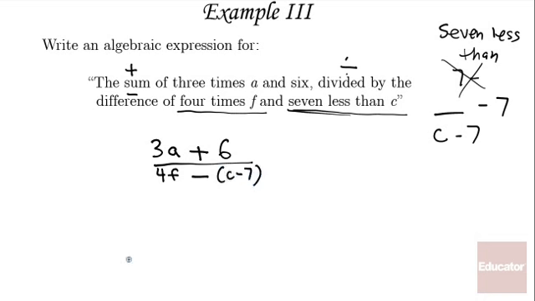When you're dealing, especially with a more complex sentence like this, it's a very good idea to go back and double check your translation. Okay, so I had the sum of 3 times a and 6. That's 3a plus 6, that's sum, divided by. I'm dividing that sum by the difference of 4f, so 4f minus 7 less than c, which is c minus 7. So this is the algebraic expression for this complex sentence that we were given.